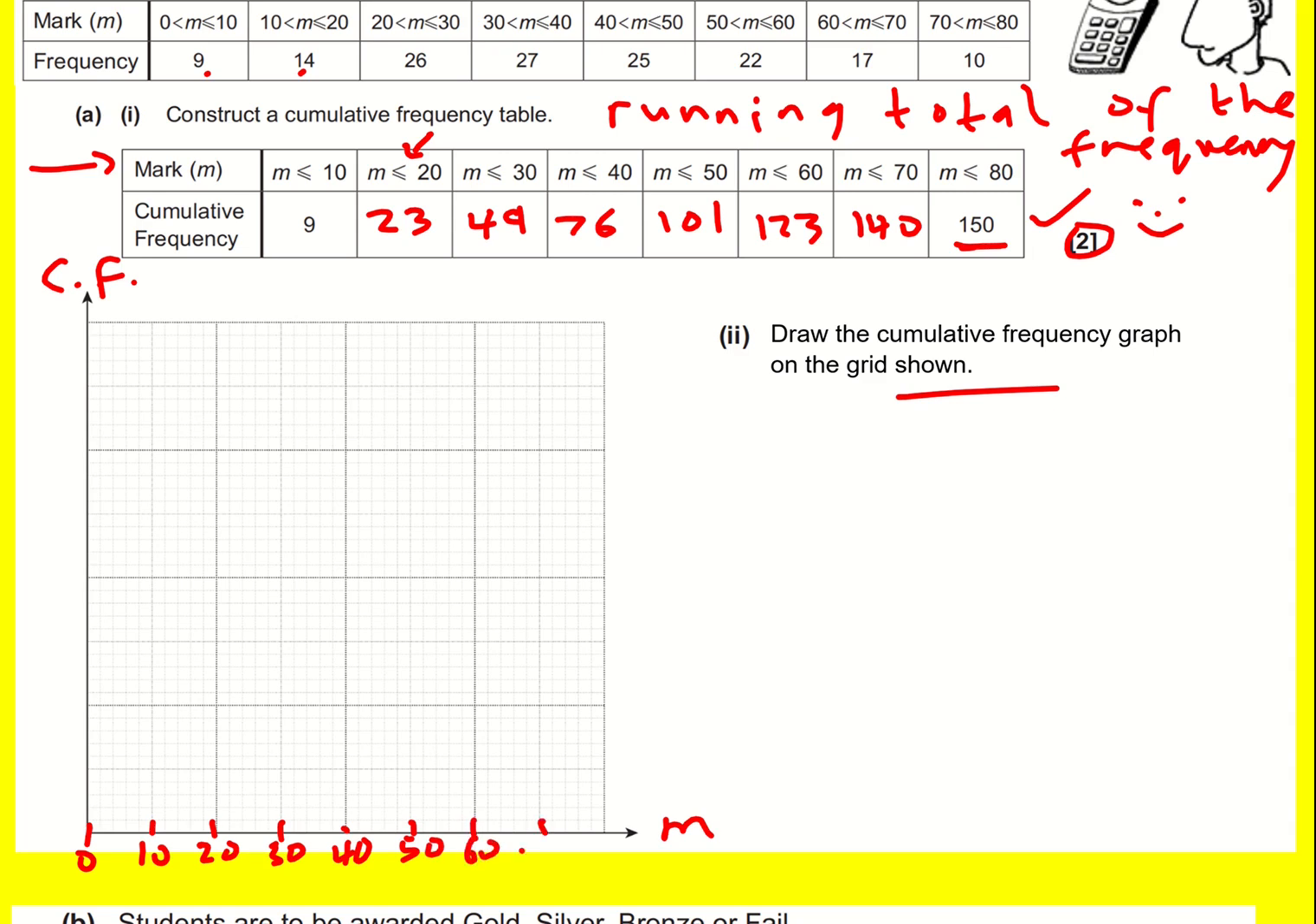I think I've made the diagram slightly smaller than it was in the original past paper to try and fit it onto one page. Okay, for cumulative frequency, the highest one needs to be 150, and I can only just fit 80 in by going by 10, so I'm not going to be able to do that. So it makes sense to go up in 20s, and that is going to work.